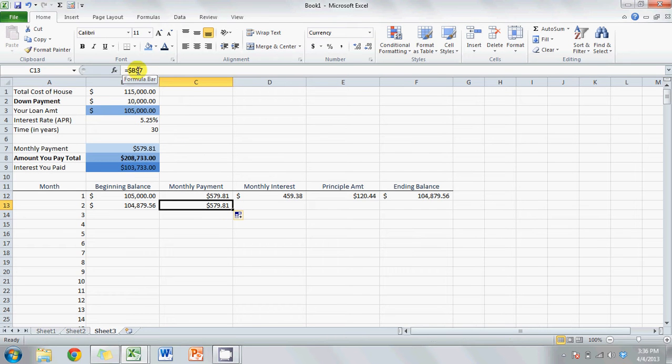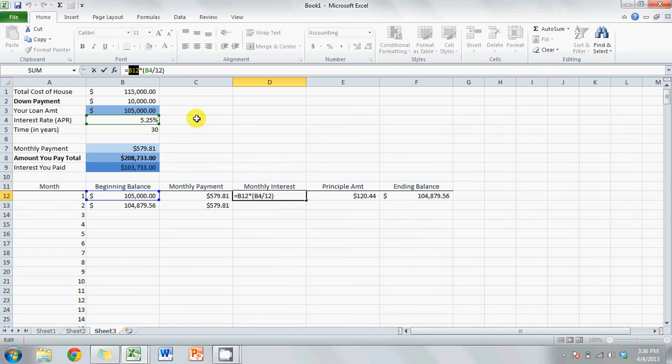Okay. On the monthly interest rate, we do want the B12 to change because remember, the monthly interest is calculated by multiplying the beginning balance of the month by the monthly interest rate. Now the monthly interest rate does not change. That's always going to be the same. It's that 5.25% divided by 12. So we're going to highlight the B4. We're going to hit F4 to make that always the same. We always want to look at B4 and divide it by 12 to get our monthly interest rate.